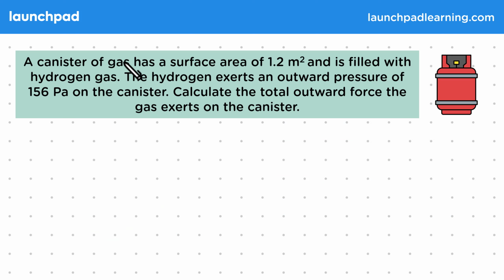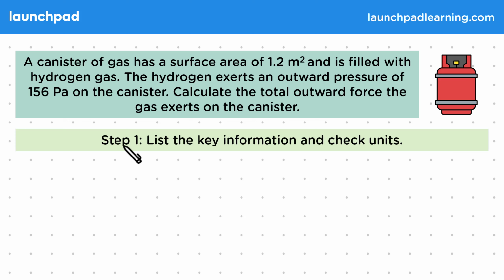A canister of gas has a surface area of 1.2 meters squared and is filled with hydrogen gas. The hydrogen exerts an outward pressure of 156 pascals on the canister. Calculate the total outward force the gas exerts on the canister. Remember that the gas exerts pressure on the whole surface as the gas particles collide with all of the walls.